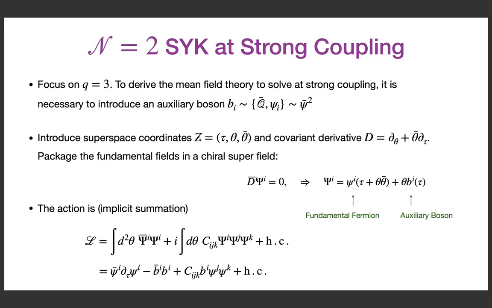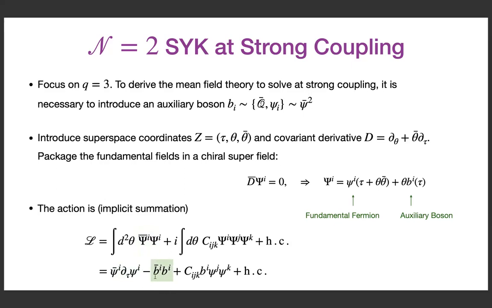And then you can write your theory in superspace, where these coordinates Z, that is tau, theta and theta bar, are the superspace coordinates. And the fermion with this auxiliary boson can be packed in a chiral superfield written this way. So this is the fermion and this is the boson. And then the action is very simple. This is the free chiral superfield action. So this gives you the free fermion action and the action of this boson.